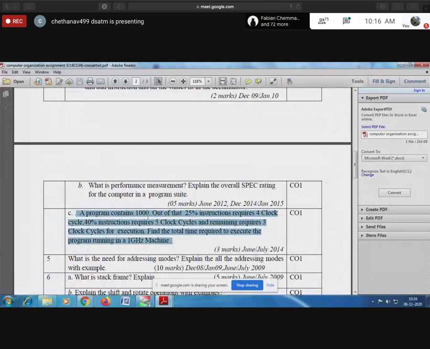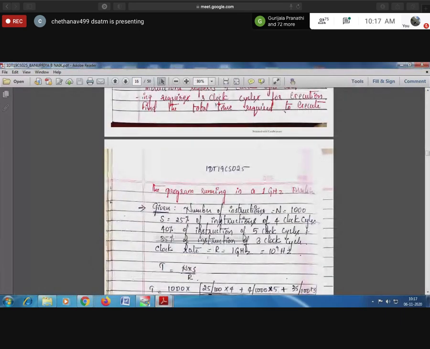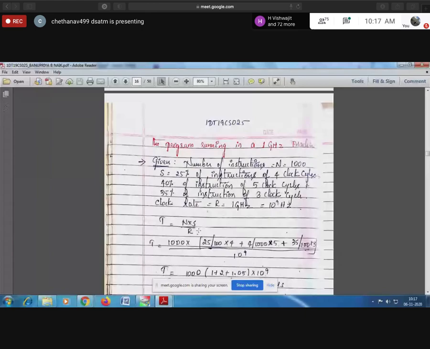So we have given 1,000 instructions, so N is equal to 1,000, and we have given S also. S information is also available here, and this is R. This is S, this is R, this is N. So easily you can calculate T. So that's what we have done. T is equal to N into S divided by R.